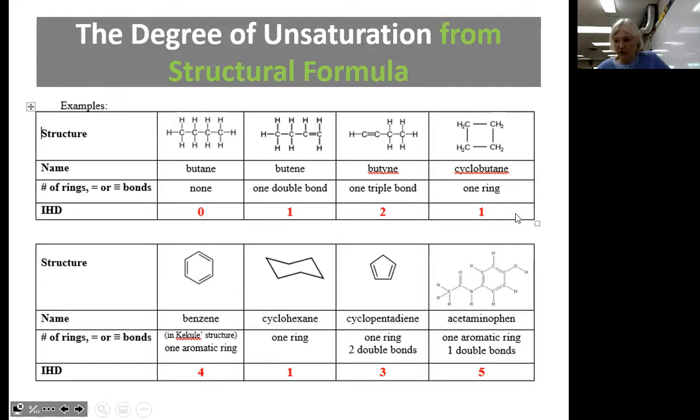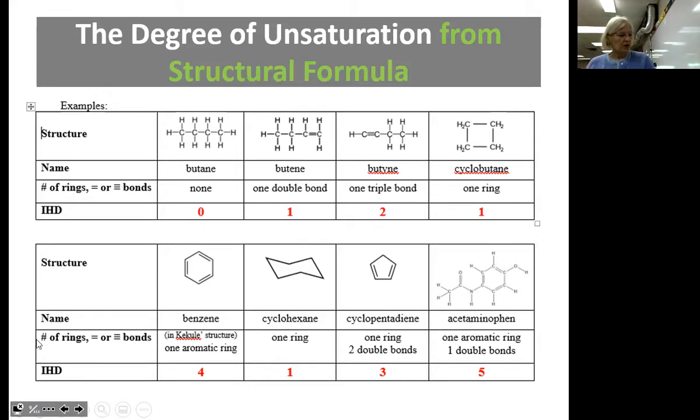hydrogen deficiency. When I see a saturated compound, I see no double or triple bonds. I see no rings. There's no hydrogen I add to make a saturated compound. When I'm looking at butene, I see a double bond. One double bond requires one hydrogen molecule to saturate. When I'm given butyne and I see it as the structural formula, that triple bond requires two hydrogen molecules to saturate. When I see a ring, think of the ring needing one hydrogen molecule to break. That's always going to be true.